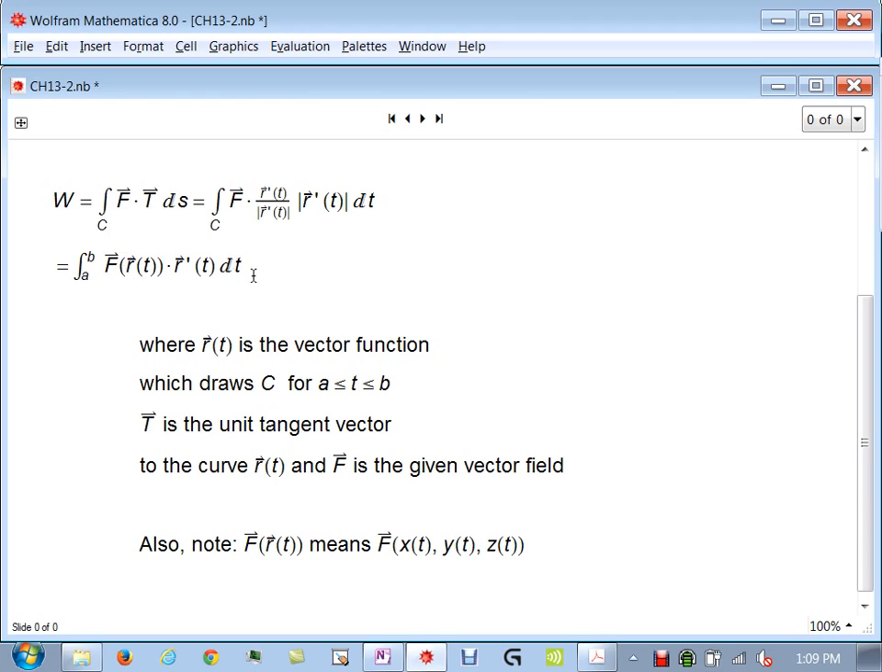And this new integral with limits of integration a and b is the one that we use most often when we're trying to compute work. We don't go try and find the unit tangent vector, because that length cancels out anyway, right? So why go do all that work? With me?